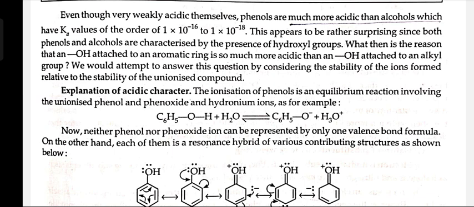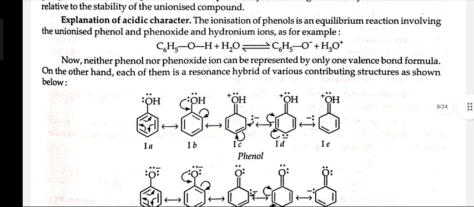This appears to be rather surprising since both phenols and alcohols are characterized by the presence of hydroxyl groups. What then is the reason that an OH attached to an aromatic ring is so much more acidic than the OH attached to an alkyl group? We would attempt to answer this question by considering the stability of the ions formed relative to the stability of the unionized compound. Explanation of acidic character of phenol.